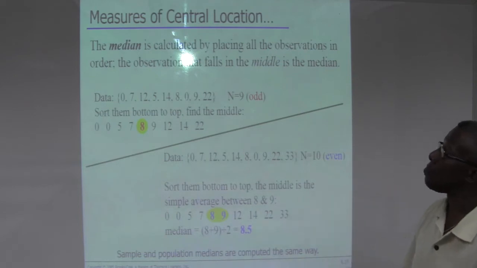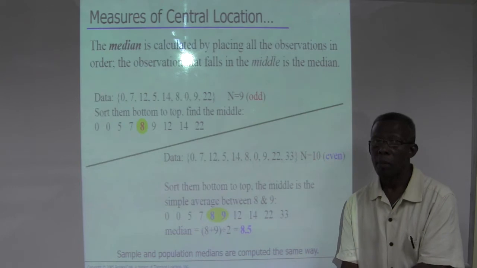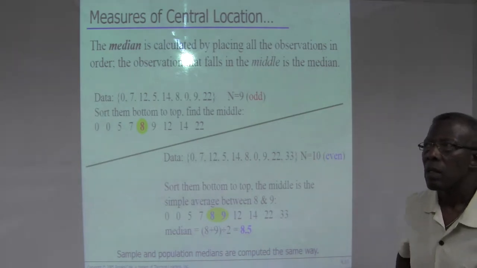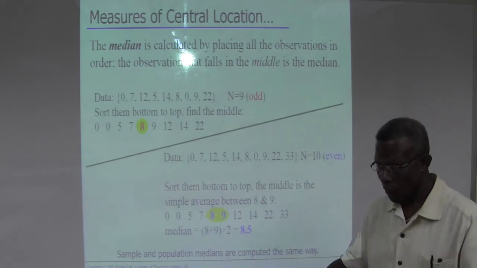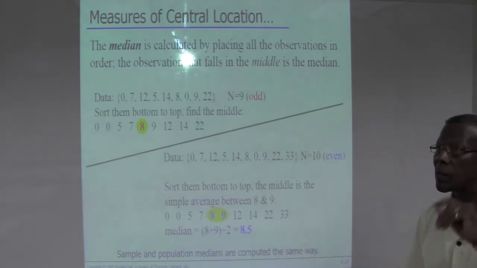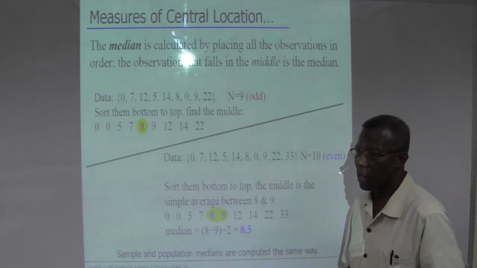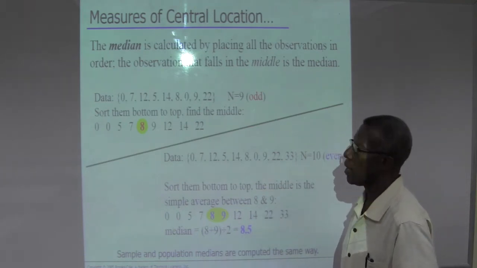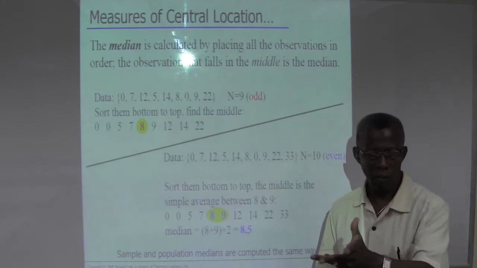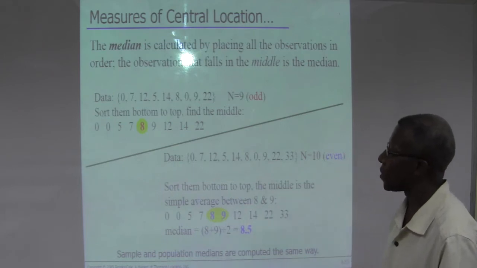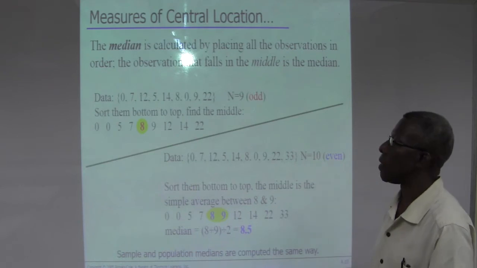Measures of central location: the median. The median is calculated by placing the observations in order. So you have to order the observations first. The observation that falls in the middle is called the median. Now, this depends on whether you have an odd or even number of observations. In the case of an odd number, it's clear how to find the middle.